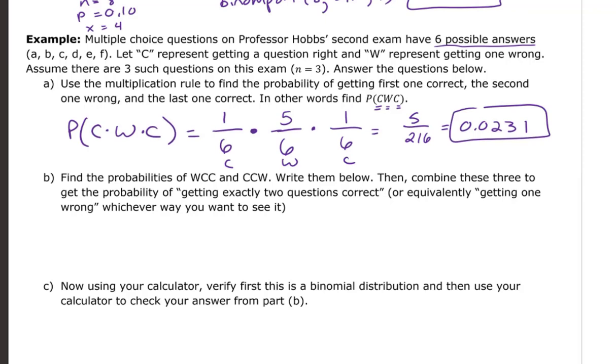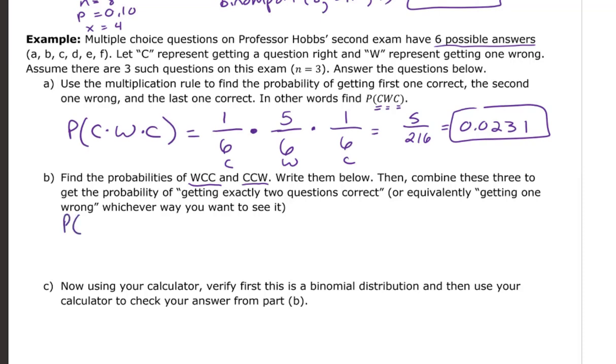Next part right here says, find the probability of wrong, correct, correct, and correct, correct, wrong. So we want to find 2 other different ways to get 2 correct and 1 wrong. So just the other options. Okay. So let's do each of those on the side here.